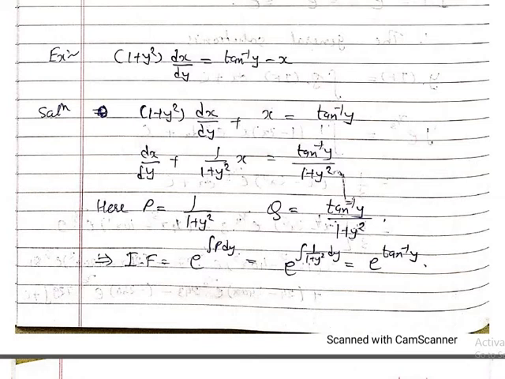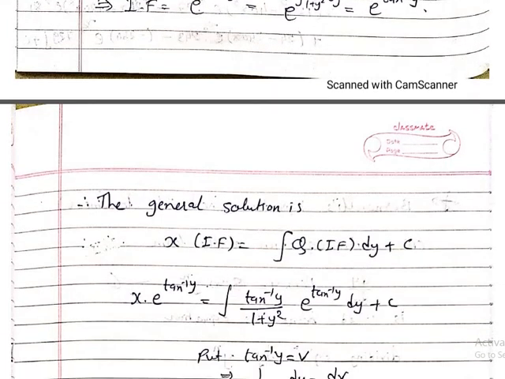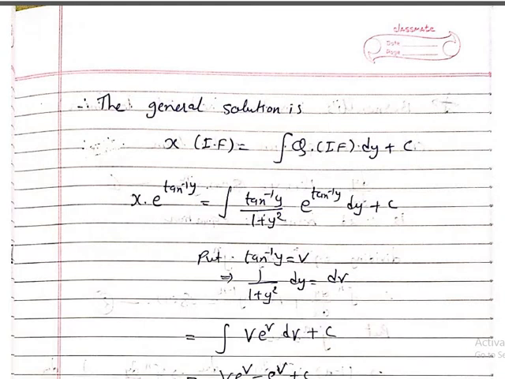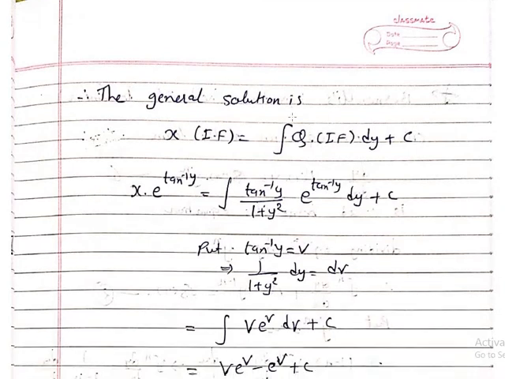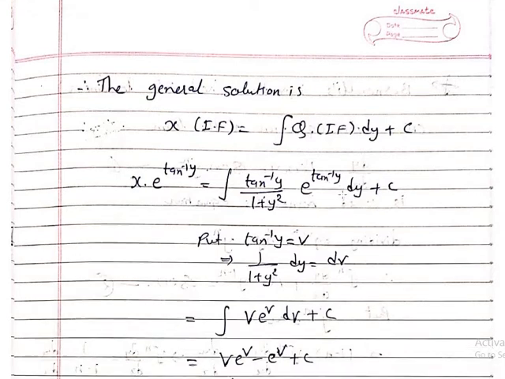So what we have to do is, IF is equal to e raised to integration p dy, that is e raised to integration 1 upon 1 plus y square dy, that is e raised to tan inverse y. And the general solution, instead of y into IF, now it will be in the form of x into IF is equal to integration q into IF dy plus c. So x into e raised to tan inverse y is equal to integration tan inverse y upon 1 plus y square into e raised to tan inverse y dy plus c.